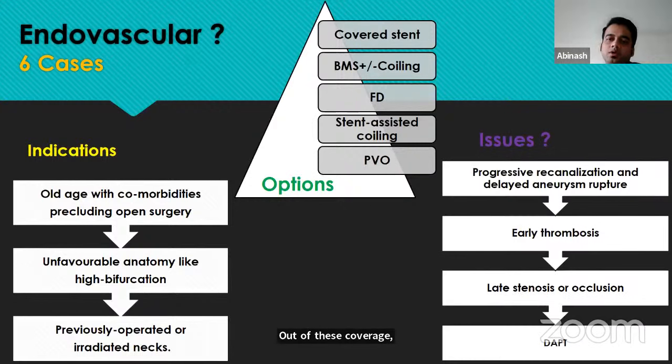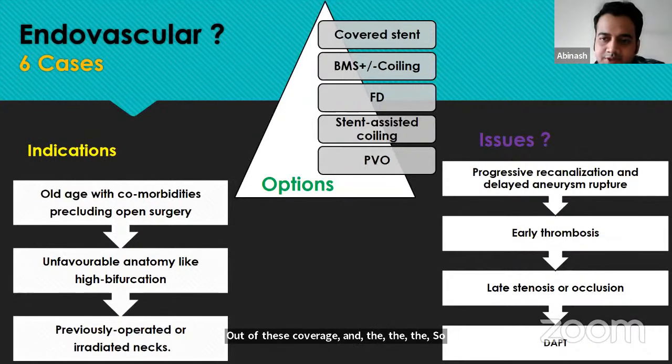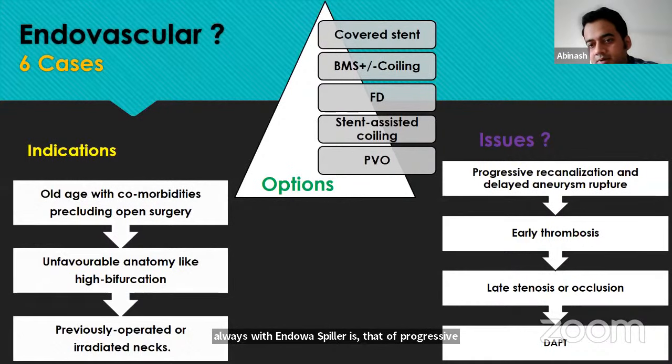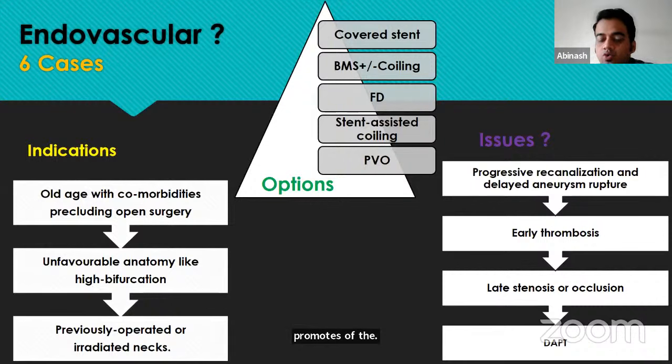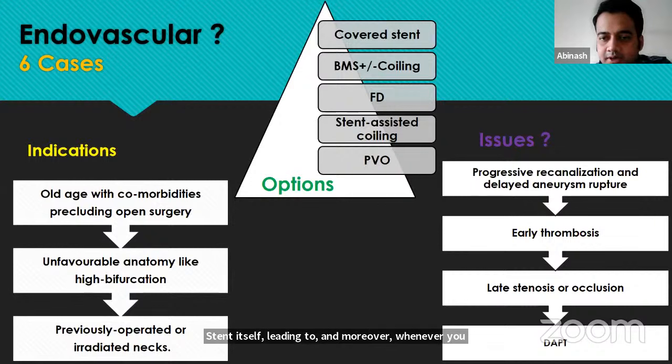The issue always with endovascular is that of progressive recanalization and delayed aneurysm rupture. There might be early thrombosis of the stent itself leading to late stenosis or occlusion. And moreover, whenever you deploy a stent, we have to put the patient on dual antiplatelet therapy. So that is also not a very desirable scenario, especially for younger patients.